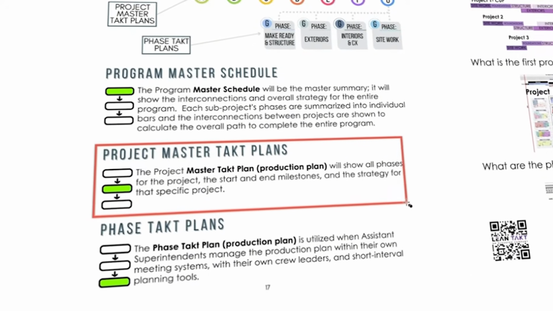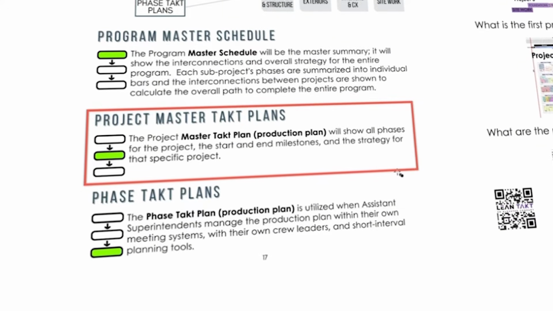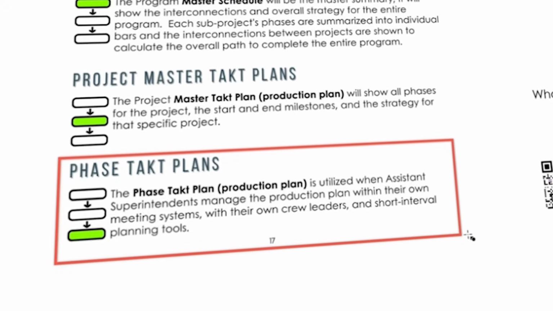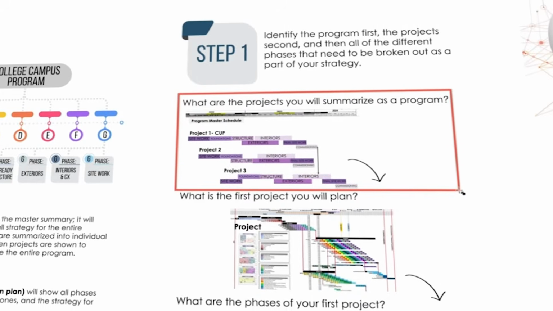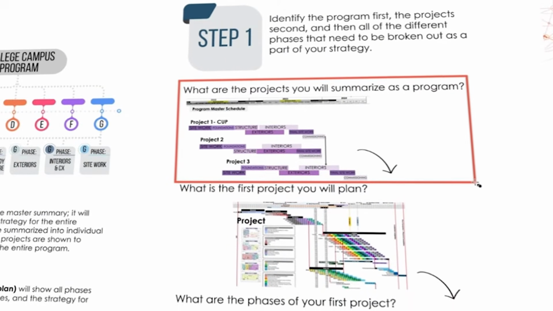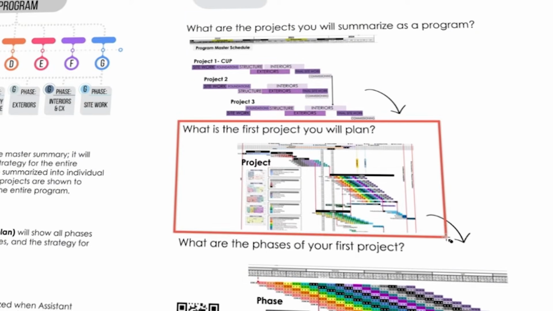You want to start in what's called a project master takt plan, or your macro level takt plan. You can get into the phases later. This is where you do the detailed work, right? And this is what it looks like. Your program master schedule will summarize all the projects and allow your core or executive team to know how the work is all tying together and progressing. This takt plan will govern your overall project.